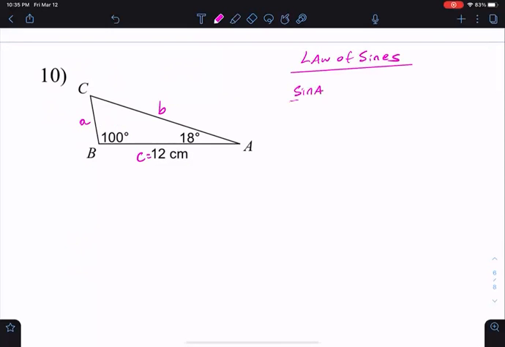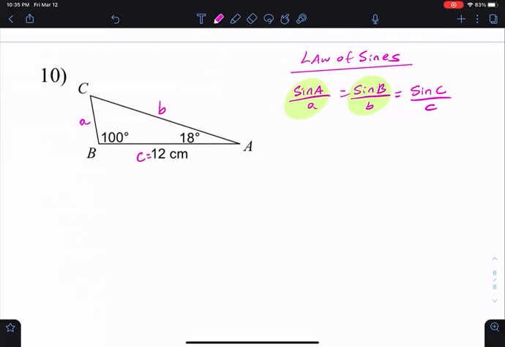sin A over a, sin B over b, sin C over c. However, when you're computing this, you don't need to actually use all three ratios. You just need two ratios, right? That's what I explained in class. So you just need to compute two of them, not three. This is just a formula, right?